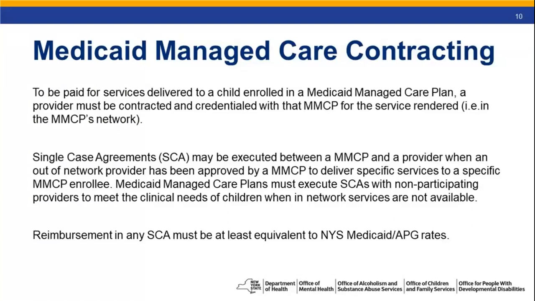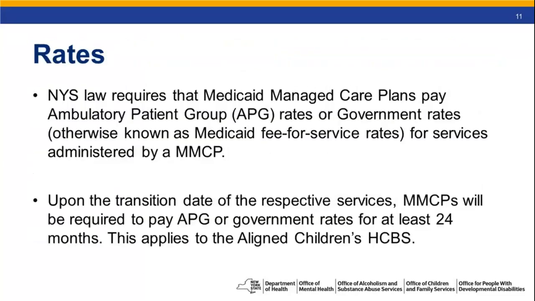In the event that a child requires services, there may be situations in which you'll work out a single case agreement. If a child, for example, is not able to receive a service within the network of the plan that they're enrolled in, they can work out single case agreements with providers to deliver those services. And the reimbursement is the same regardless of whether it's a single case agreement or a regular contract. And to that point, the plans are required to pay state rates, government rates, and that is required from the date in which these transitions take place for a minimum of 24 months.